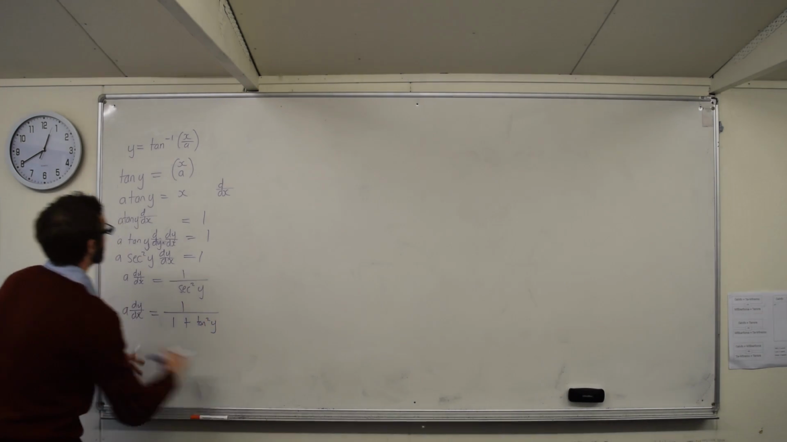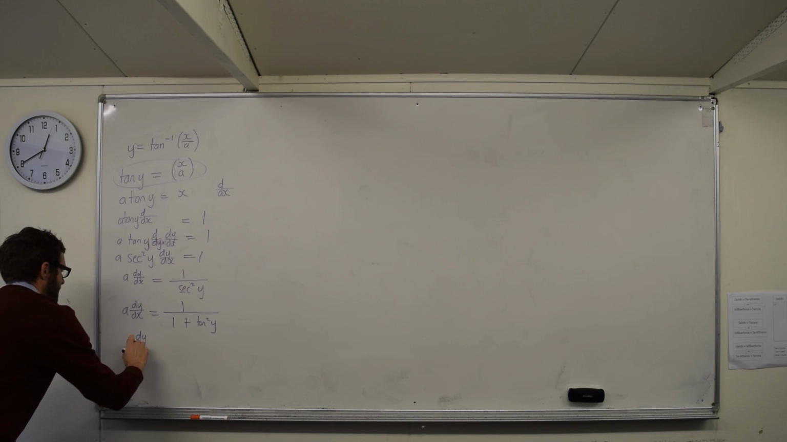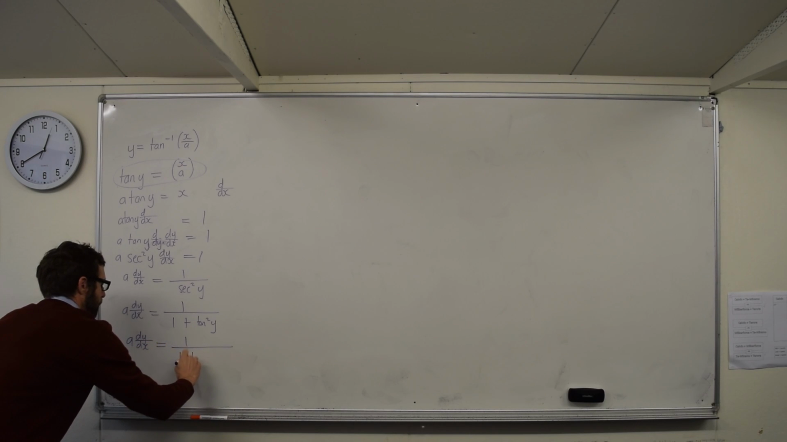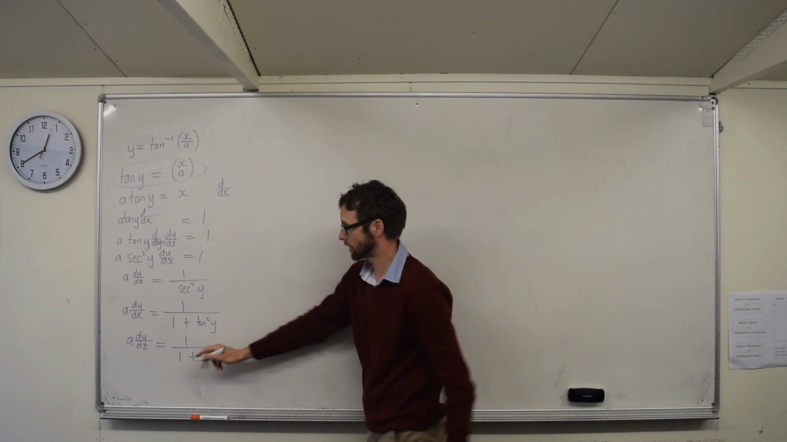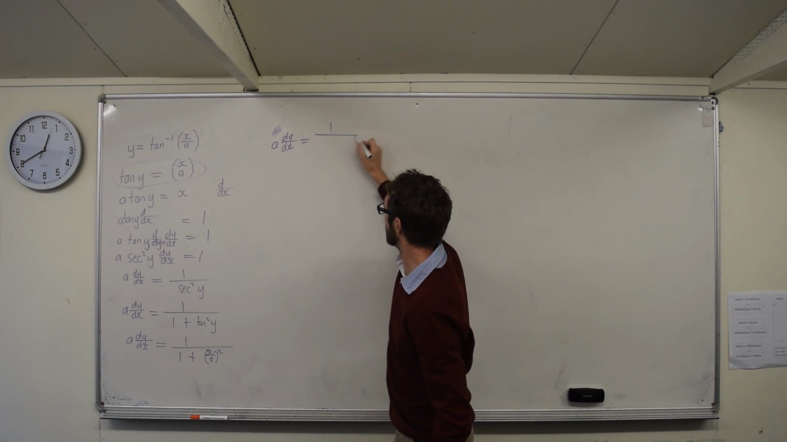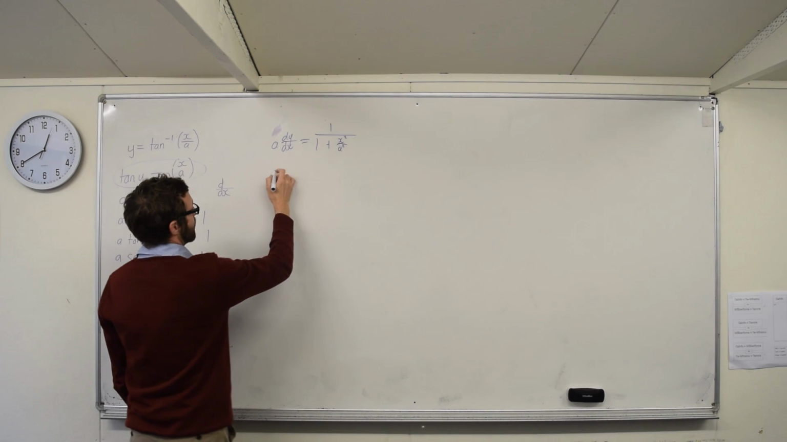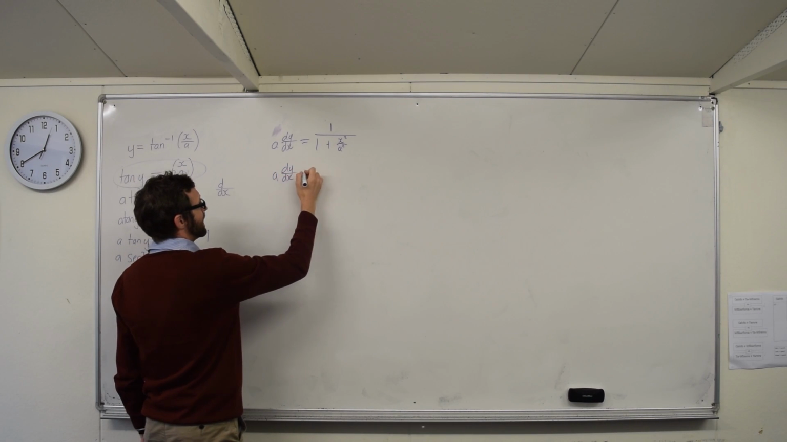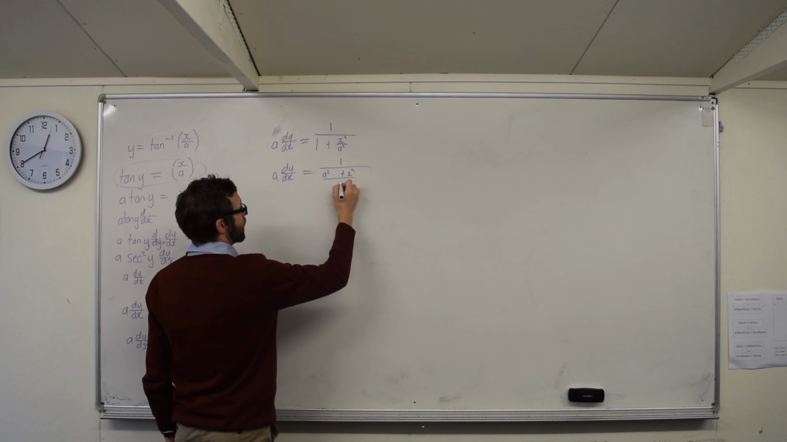And at this point we can go, hang on a minute, up here we worked out what tan y was, so we can insert this into here. So this becomes a dy dx equals 1 over 1 plus x over a squared. So next line, dy dx equals. Now we can simplify this to 1 over 1 plus x squared over a squared. And we want to simplify this again, so a dy dx equals 1 over, and we're going to have a squared plus x squared all over a squared.